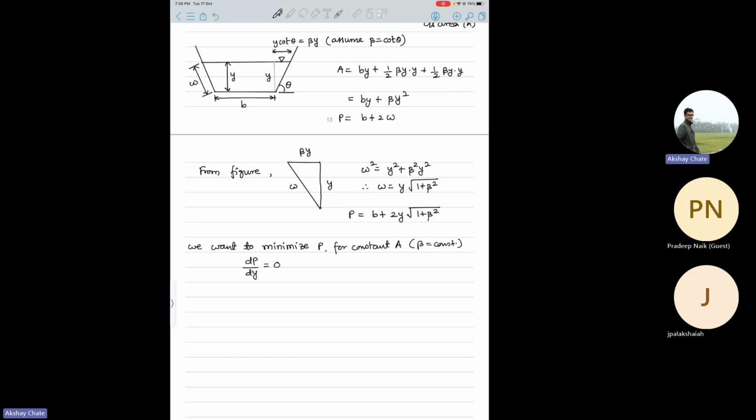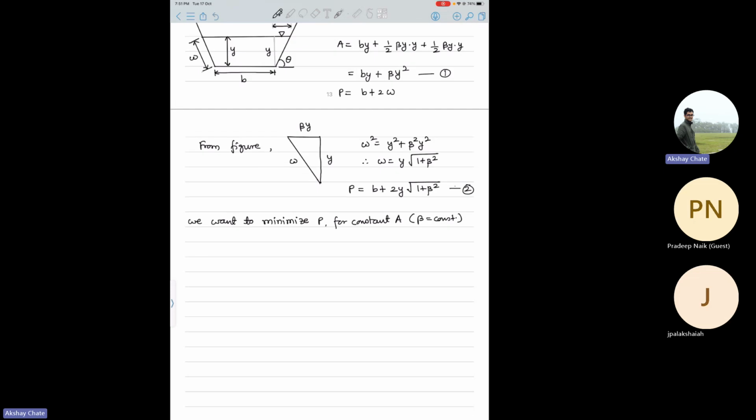Now, before that, we have to do one thing, because we have not correlated P with respect to area. So now we have equation 1 for area and equation 2 for perimeter. You combine them and eliminate some parameter to get the perimeter in terms of area. I'm skipping a few steps here, and you will get an equation like this. It's not that difficult. You can get it easily.